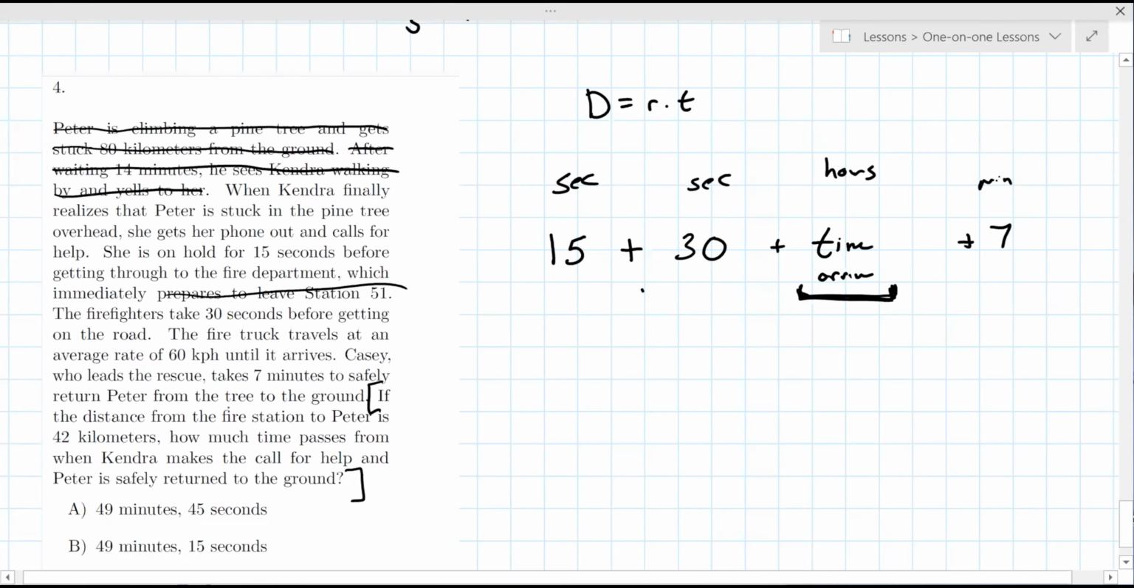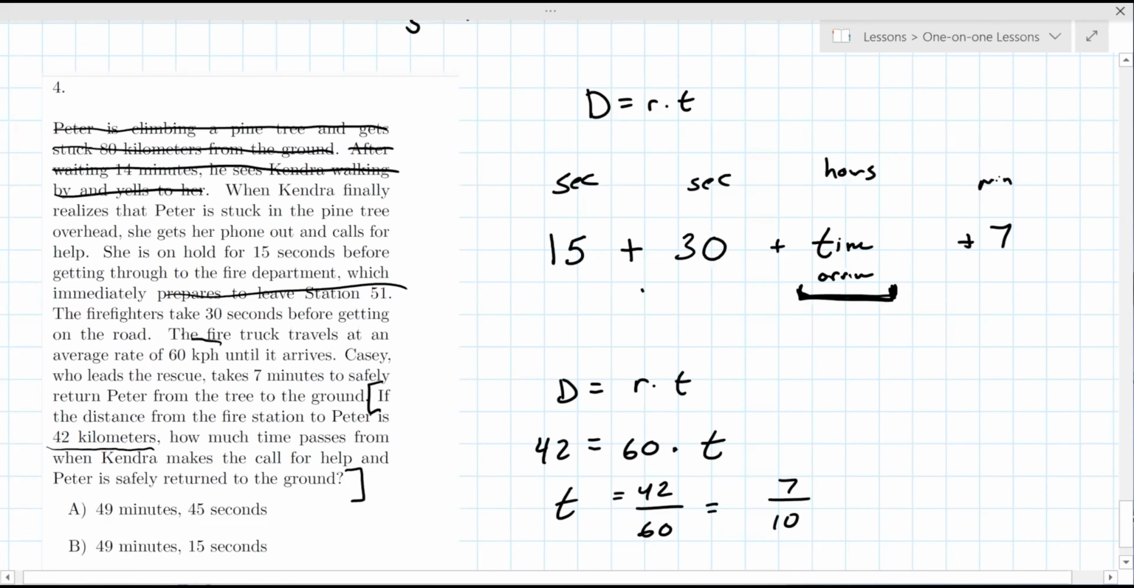Okay, so if the distance from the fire station to Peter is 42 kilometers, the distance is 42 kilometers. The rate is 60. The time is given by solving this equation. So this time to arrive is 42 divided by 60. It looks bad, but both of those numbers are divisible by 6, so it's 7 out of 10.